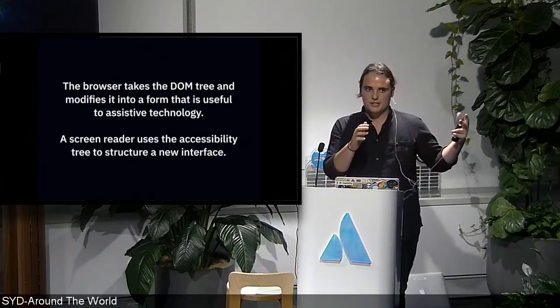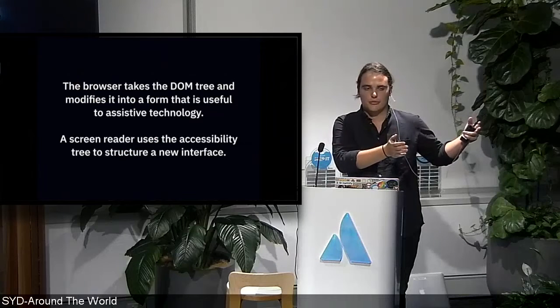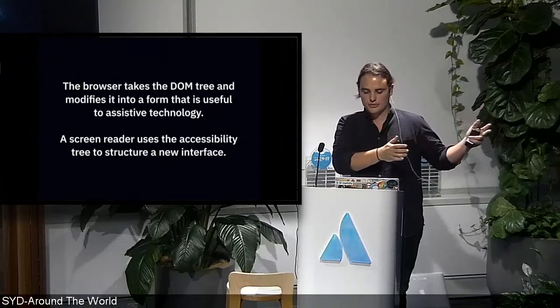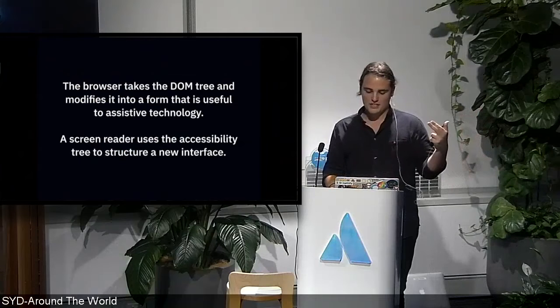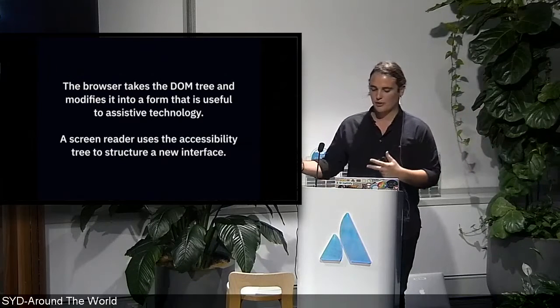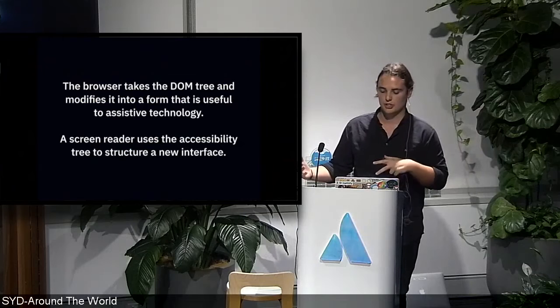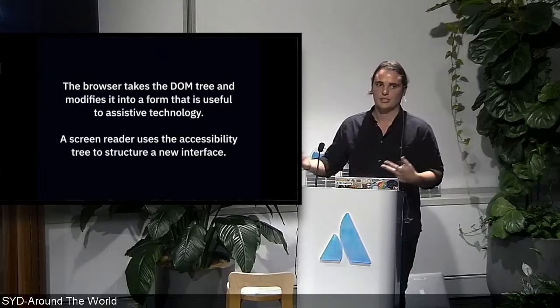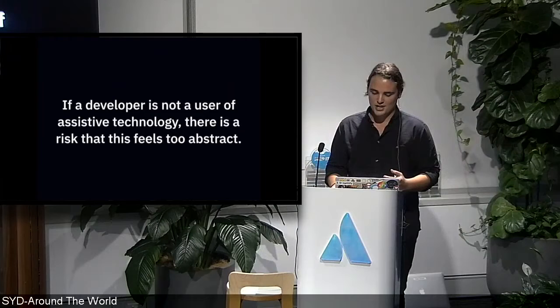So the browser takes the DOM tree, or the code you write, which is then transformed into the DOM tree, and it's modified into a form that's useful to assistive technology, and then a screen reader or whatever assistive technology uses that tree to structure its interface.